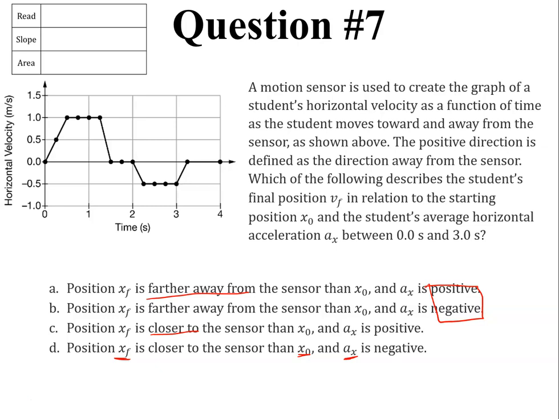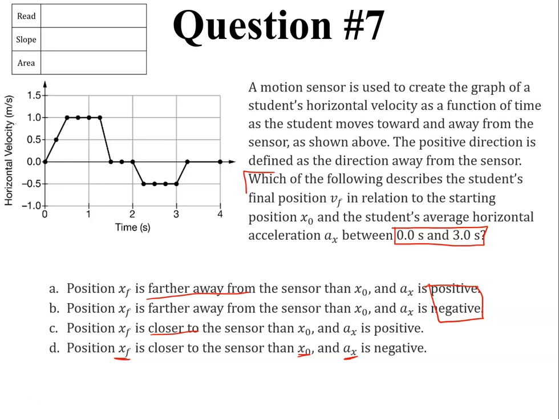How has the position changed? Is it farther away from or closer to the sensor? And is the acceleration positive or negative? So looking at the question, which of the following describes the student's final position in relation to the starting position and the student's average horizontal acceleration between 0 and 3 seconds?